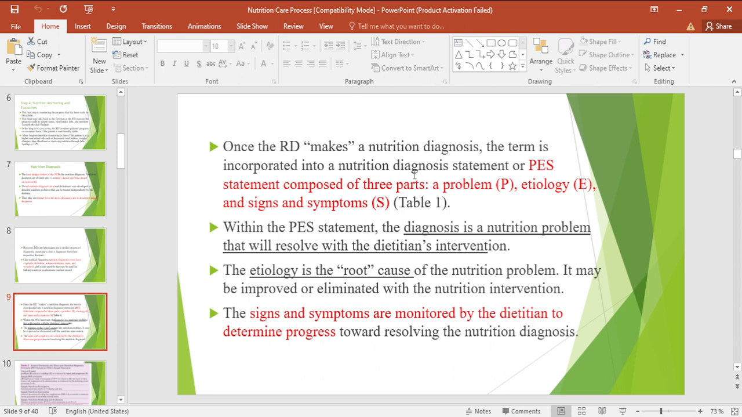So within your PES statement, the diagnosis is a nutrition problem that will resolve with the dietitian's intervention. You have to make sure you diagnose a problem that is going to be able to be treated nutritionally. And then the etiology, you have to find out the root cause of the nutrition problem. Can it be improved or eliminated with the nutrition intervention? And then the signs and symptoms. Can they be monitored by the dietitian to determine progress towards resolving the nutrition diagnosis? So you have to be able to ask yourself these questions.